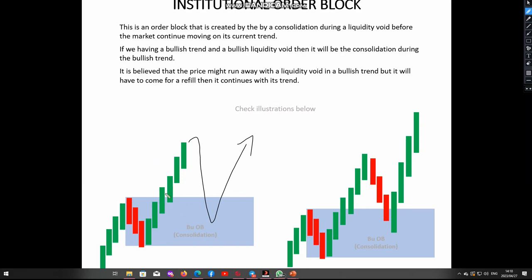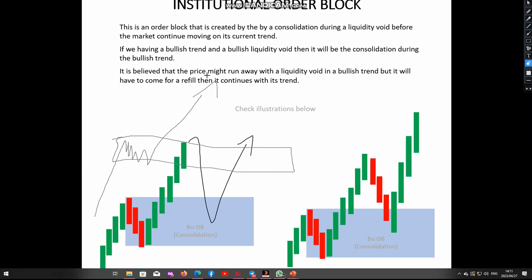But in this one, it's the consolidation during the liquidity void. The market will create a liquidity void and then it consolidates and then it continues again. During that consolidation, this is what we call an institutional order block. So it's maybe the same application but different identification, because in this one you take only the consolidation, and on ICT you take only the previous red candle. Simple like that.